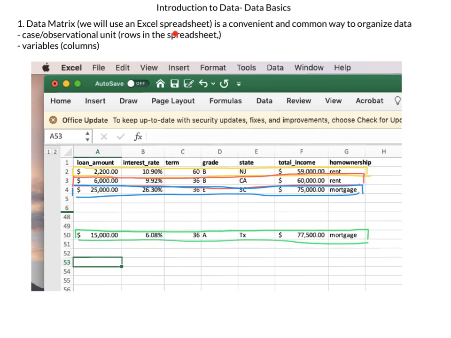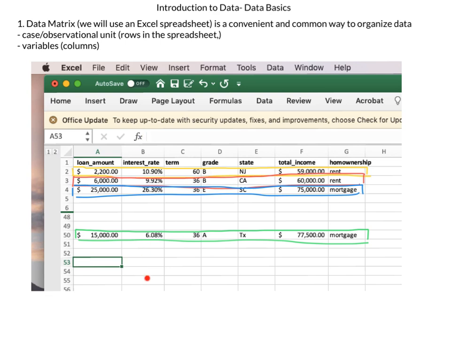So again, each row represents a different case. Each column now represents the variables. In other words, there are certain things we want to know about the loan. This first row tells us what the variables are, what we're interested in. We're interested in the loan amount, and that's in the first column. So this column will show all the different loan amounts. Here for the first loan, the loan amount is $2,200. We have another loan for $6,000, another loan for $25,000, and all the way down to a loan for $15,000.